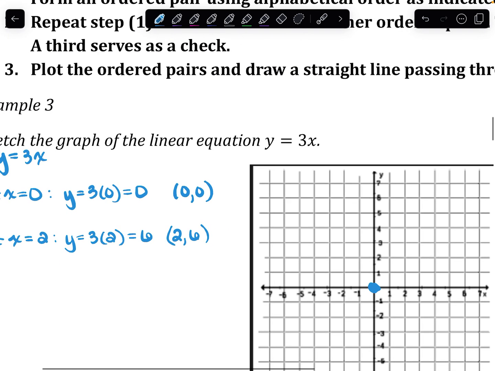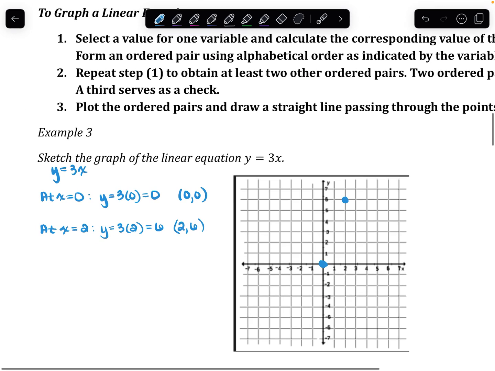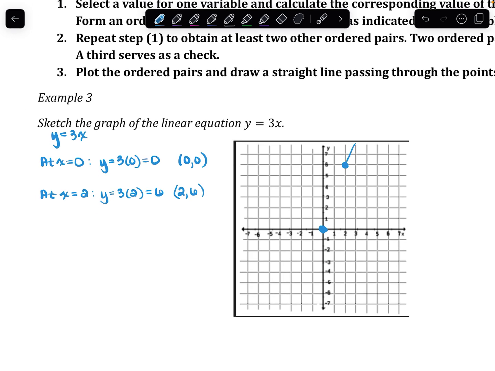So right 2, up 6, we're here. It only takes 2 points to make a straight line. So then I'm going to draw my line. Kind of missed it a little bit, but that's all right. I'm going to get my arrow on there, and my arrow on here. So there's my graph.